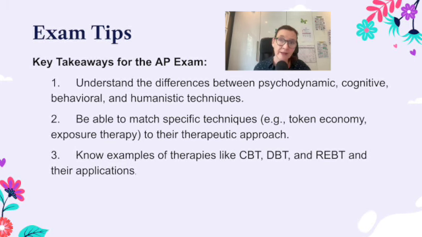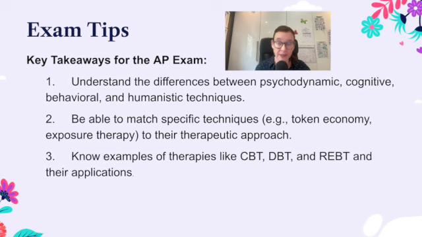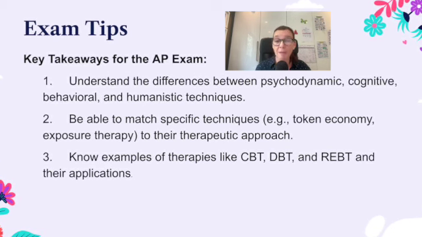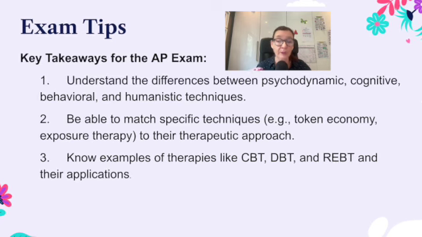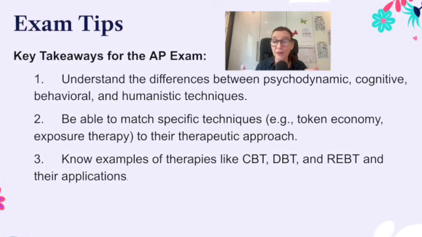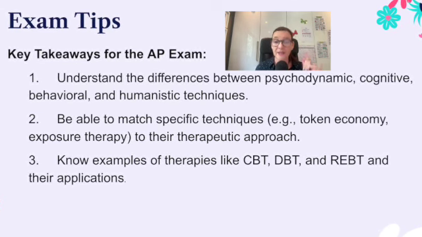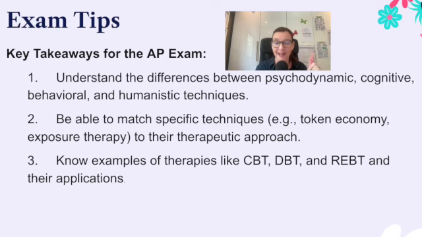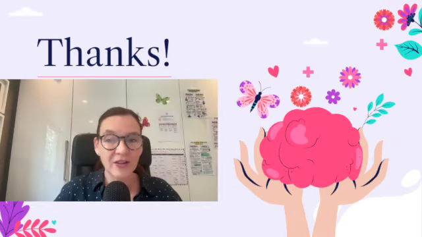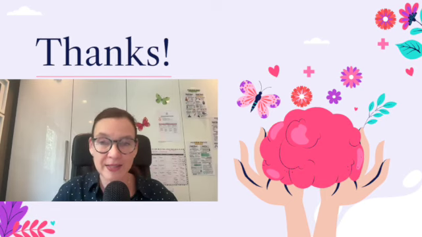Okay, so here are the key takeaways for the AP exam for 5.5 CED question number 4. You need to understand the difference between psychodynamic, cognitive, behavioral, and humanistic techniques. You need to be able to match specific techniques, for example, token economy, exposure therapy, etc., to their therapeutic approach. And you need to know examples of therapies like CBT, DBT, and REBT, and their applications. Okay, so that's all the essential knowledge you need to know for question number 4. Describe techniques used with psychological therapies.